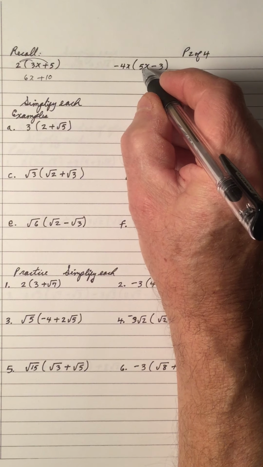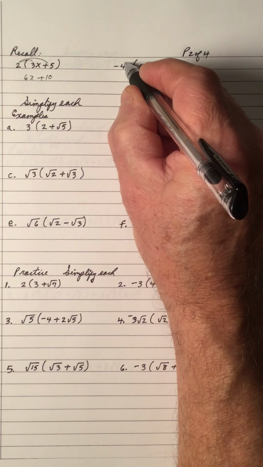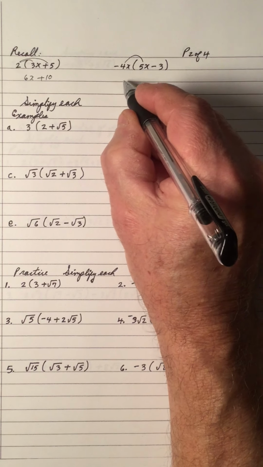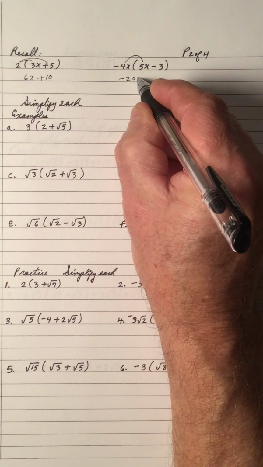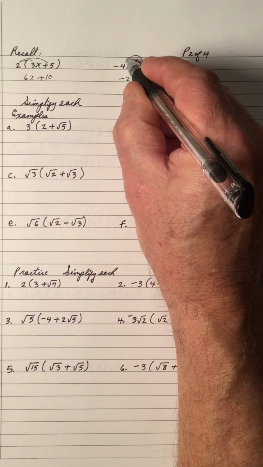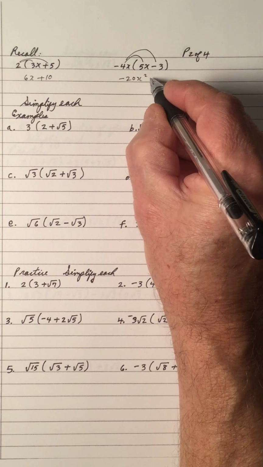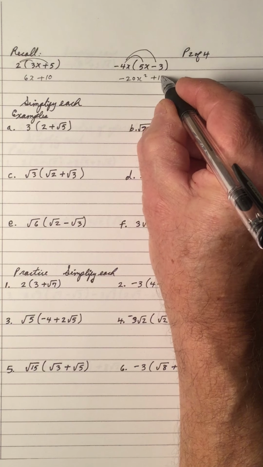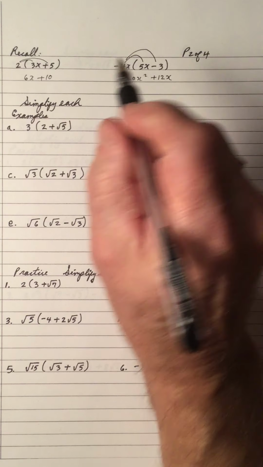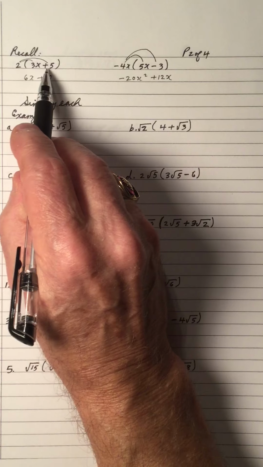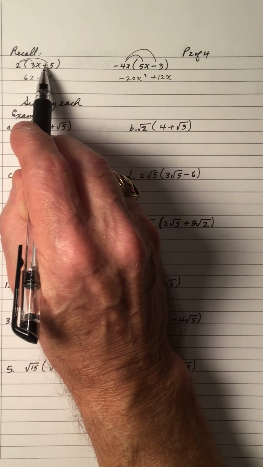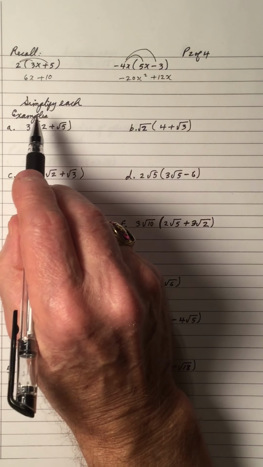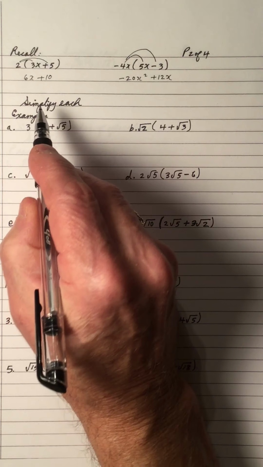Negative 4x times 5x minus 3. Negative 4x times 5x is a negative 20x squared, and a negative 4x times negative 3 is a positive 12x. So notice the monomial is being distributed over the binomial on the inside. This is the same as we do with radicals.